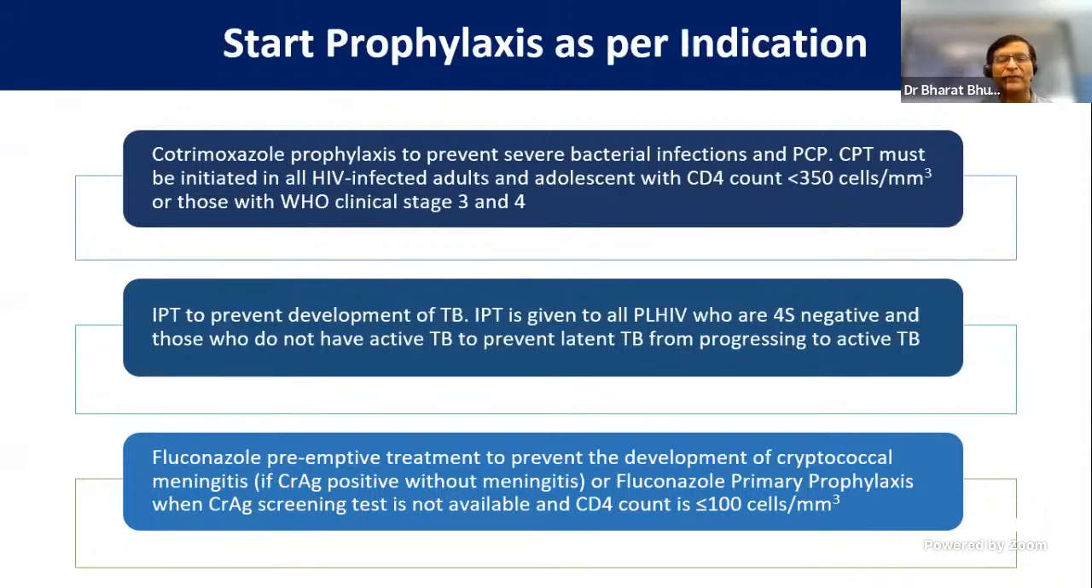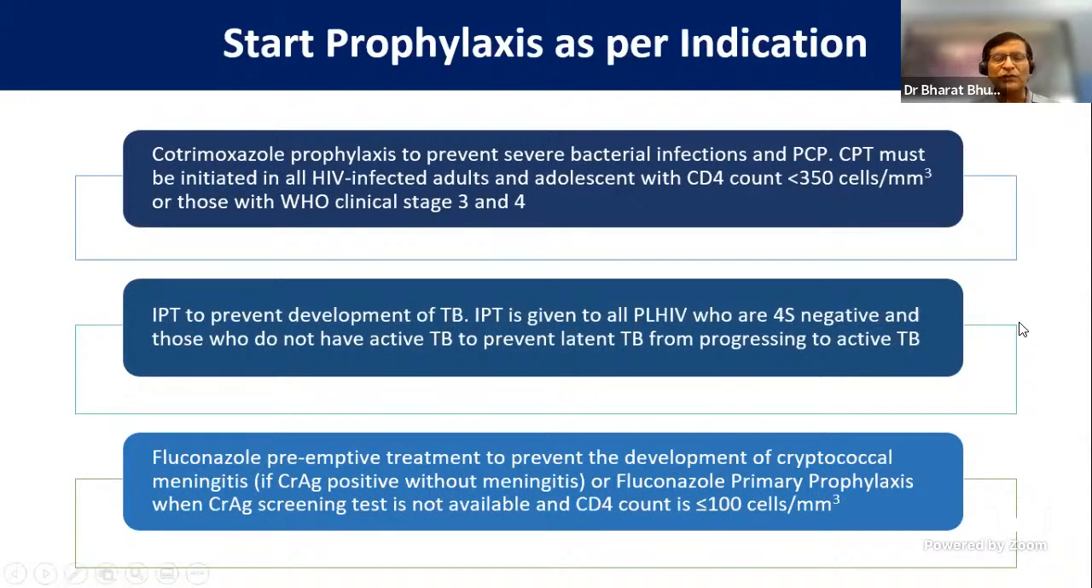Cotrimoxazole prophylaxis is given to prevent severe bacterial infections and also pneumocystis pneumonia. CPT must be initiated in all PLHIV infected adults and adolescents with CD4 count of less than 350 or stage 3 and 4. So this remains the same. Isoniazid preventive therapy, we actually call this TPT now. TB preventive therapy is to prevent development of TB, and this should be given to all those who are symptom screen negative. But presently the program supplies INH only, that is why it is written IPT. But the guidance will come very soon to provide INH and rifampicin also. Some pilot is going on for the same.